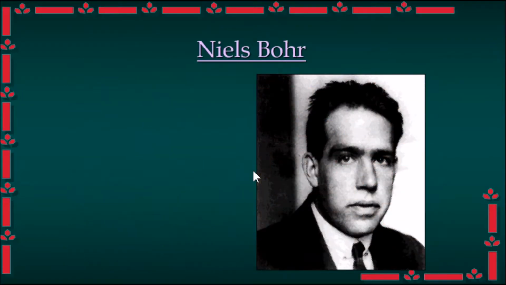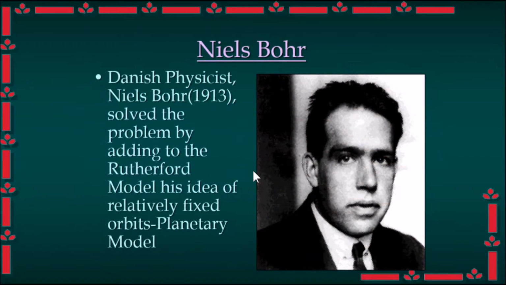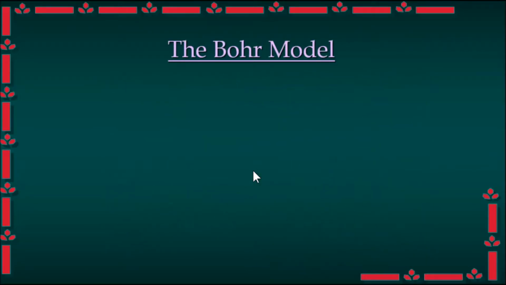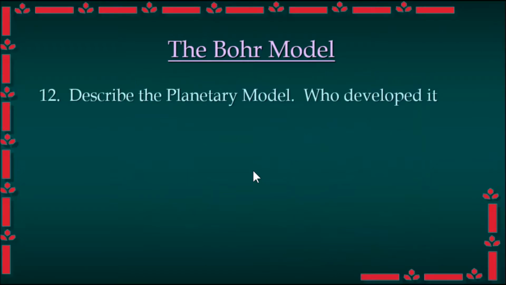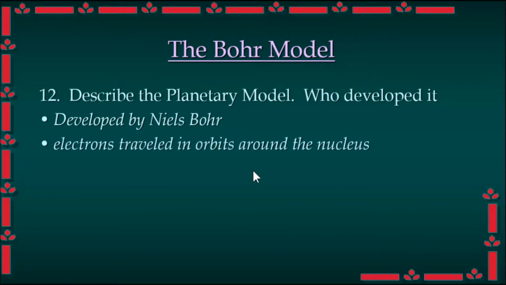All right, so here was the Great Dane. Danish physicist Niels Bohr, 1913, solved this problem by adding to the Rutherford model. So this was number 12. The planetary model was developed by Niels Bohr. Electrons traveling in orbits around the nucleus.